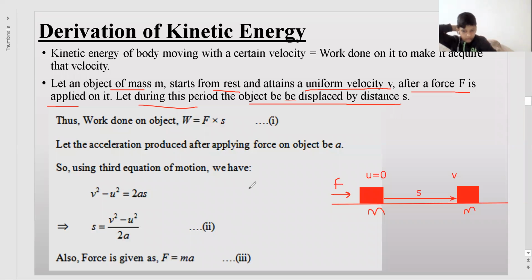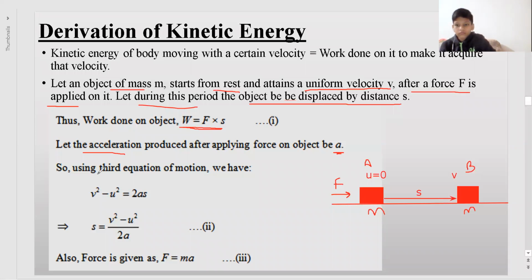Now what can we say? Because the force F is applied and the body has covered a distance s, the work done on the body can be written as W equals F into S. Say this is position A and this is position B. So for these two positions from A to B, the work done on the object, that is on the box, is F into S. Correct? Now because we can see that the body is changing its velocity, it is going to have some acceleration. So let the acceleration be denoted by a.